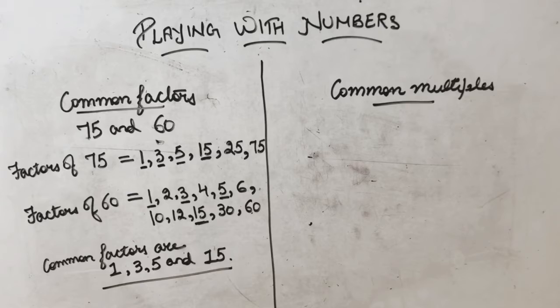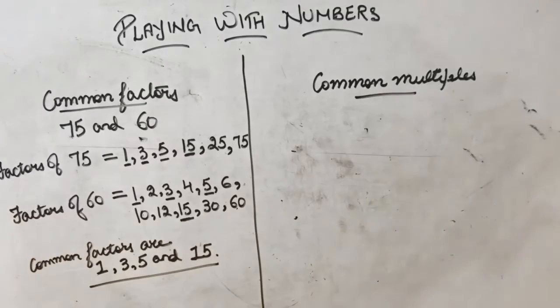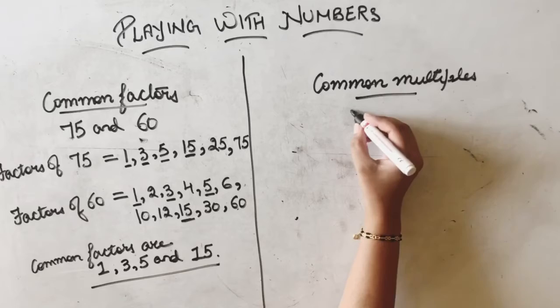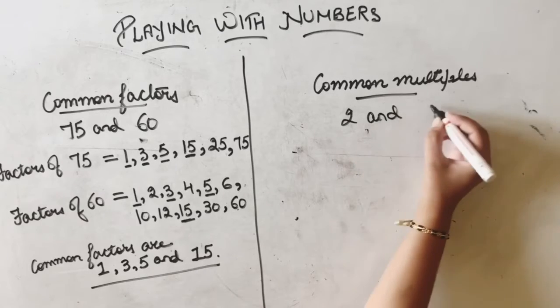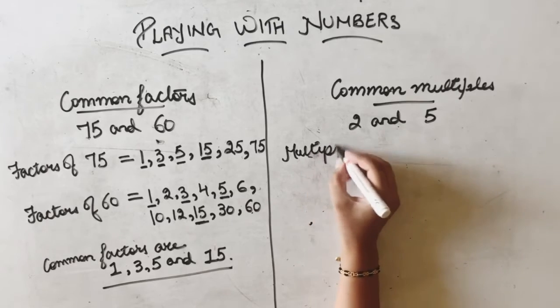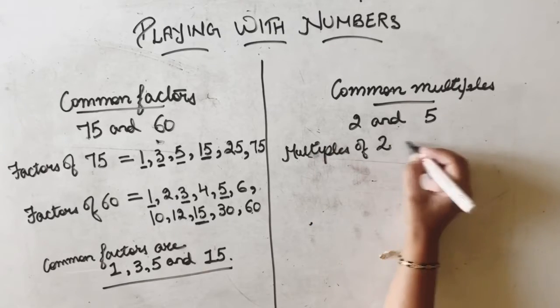Next topic is common multiples. Now first you have to find out the multiples of the numbers and then you have to see what are the common multiples. Let's say you have to find first 5 common multiples of 2 and 3. First you write multiples of 2.